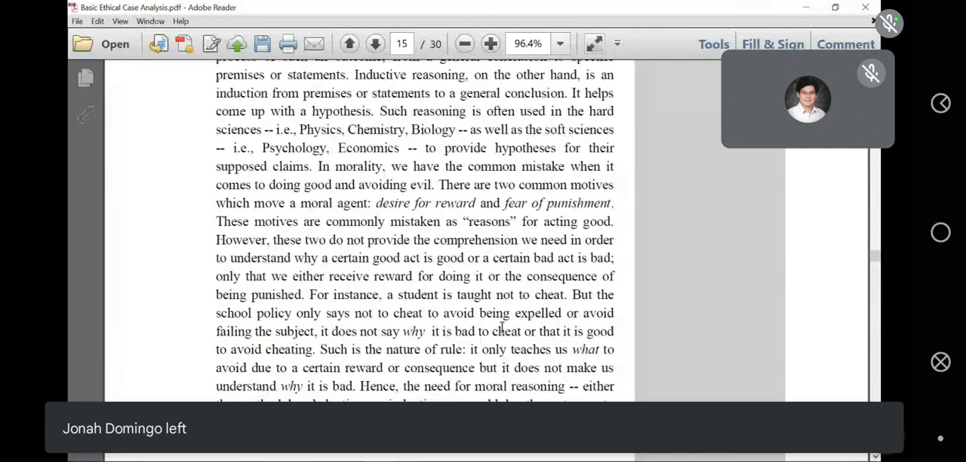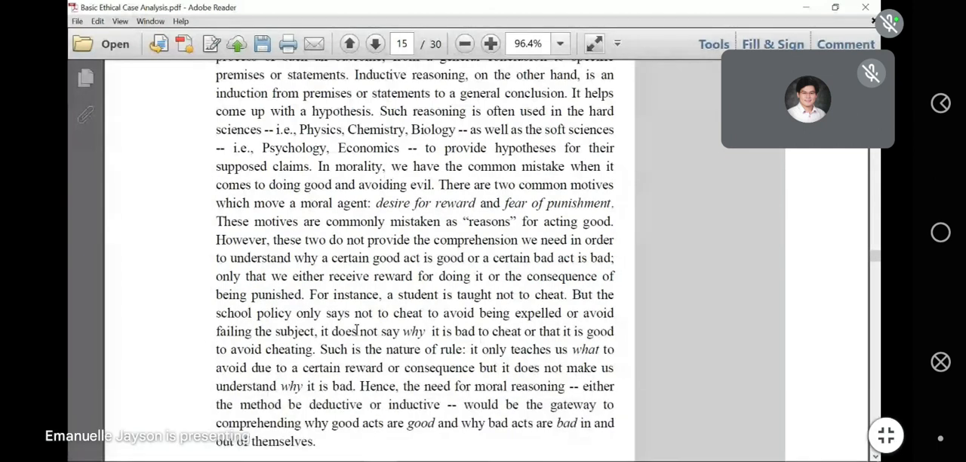For example, a student is taught not to cheat, no? But the school policy only says not to cheat to avoid being expelled or avoid failing the subject. It does not say why it is bad to cheat or that it is good to avoid cheating. Such is the nature of rule. It only teaches us what to avoid to get a certain reward or consequence, but it does not make us understand why it is bad. Hence, the need for moral reasoning. Either the method to be inductive or deductive will be the gateway to comprehending why good acts are good and why bad acts are bad in and of themselves.